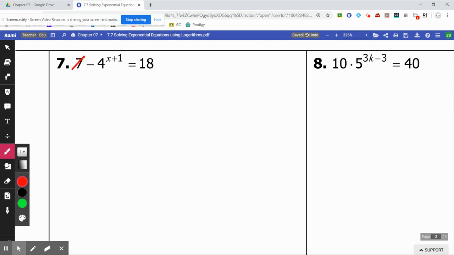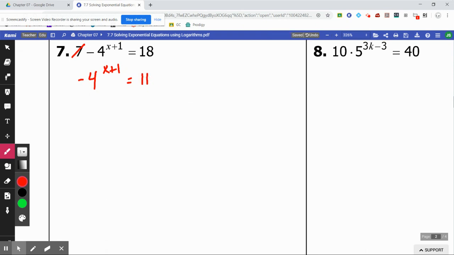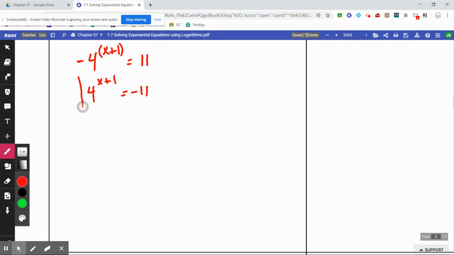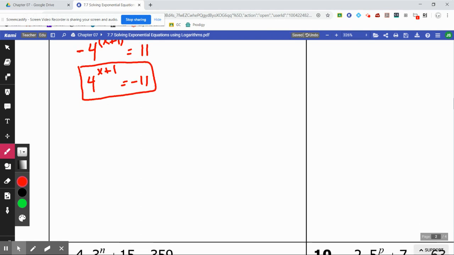Next one, we got two different things to get rid of. Step number one, let's get rid of this 7. And you now have negative 4 to the x plus 1 power equals 11 when you subtract 7. Now, you actually have a negative that you also have to get rid of. This negative is not being raised to the exponent of x plus 1. So therefore, let's move our negative over by dividing by negative 1. So you have 4 to the x plus 1 equals negative 11. Now, we could actually stop right here, and we know what our answer is, but I do want to go a little bit further just to show you.